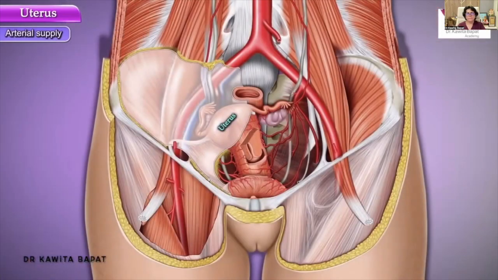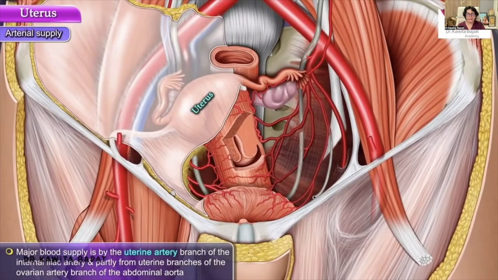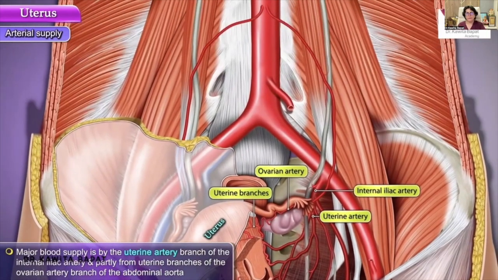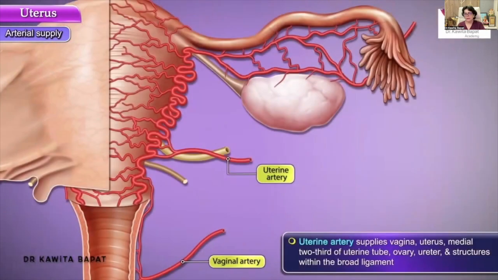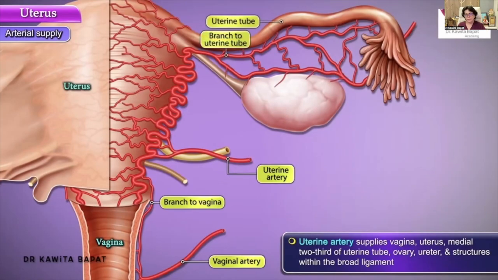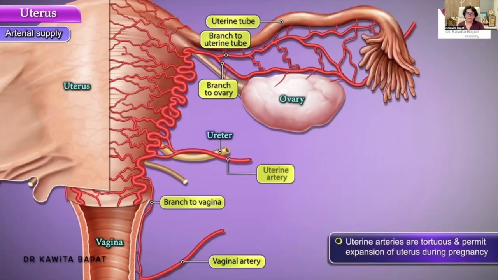The major blood supply of the uterus is the uterine artery. It's a branch of the internal iliac artery, and partly from the uterine branches of the ovarian artery, which comes from the abdominal aorta. The uterine arteries supply the vagina, uterus, medial 2/3 of the uterine tube, ovary, ureters, and structures within the broad ligament.